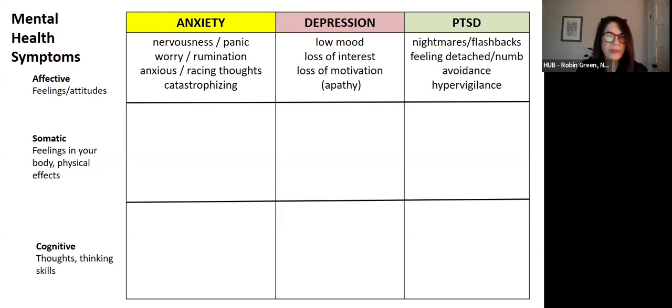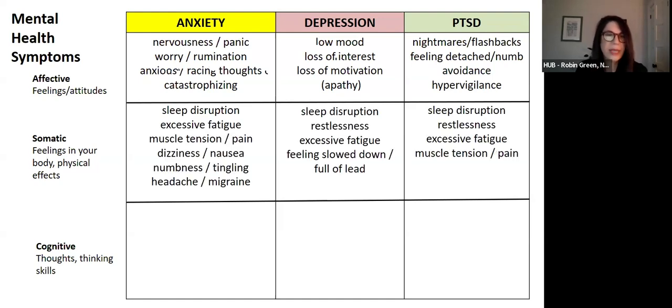When it comes to affective symptoms, that is, feelings and attitudes, anxious symptoms may include nervousness, panic, and catastrophizing. Depressive symptoms include low mood and loss of interest, and for PTSD, symptoms may include nightmares and flashbacks to the accident that caused the concussion.